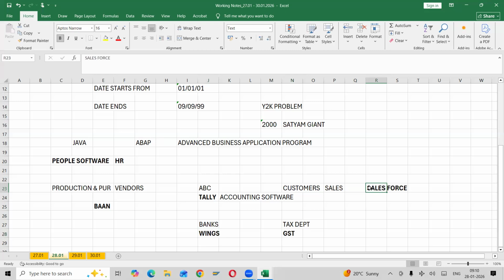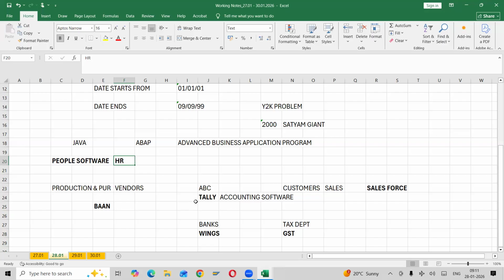So what is happening here? Whenever I want to raise a purchase order, meaning I want to request a product from a vendor, I am using Tally, so I can't request from Tally to the vendor, because the vendor is using a different software. We can't integrate these two softwares; they can't communicate. Tally with BAN, Tally with HR, Tally with Salesforce, Tally with GST, Tally with Wings, we can't communicate.